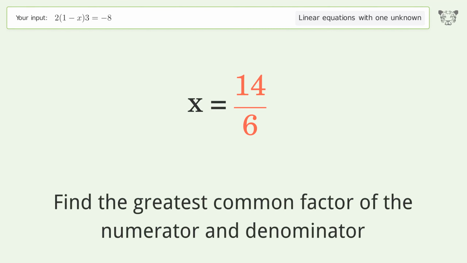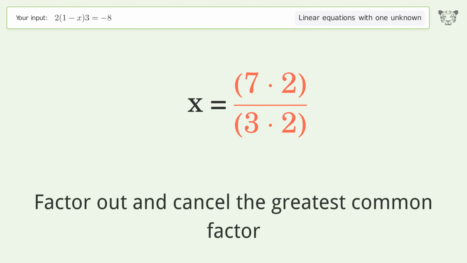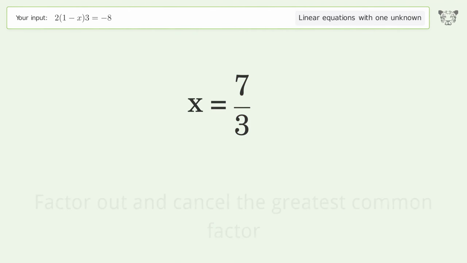Find the greatest common factor of the numerator and denominator. Factor out and cancel the greatest common factor. And so the final result is x equals 7/3.